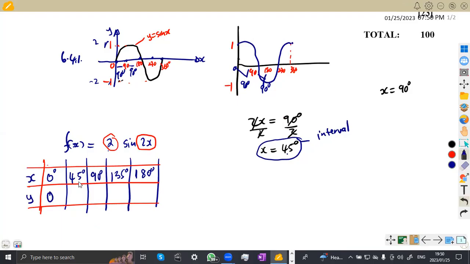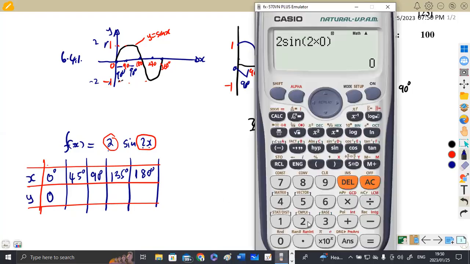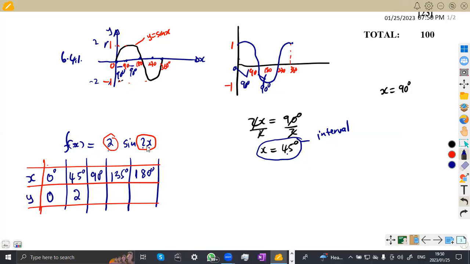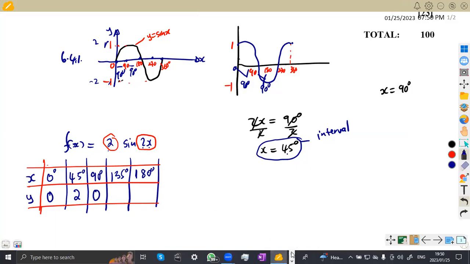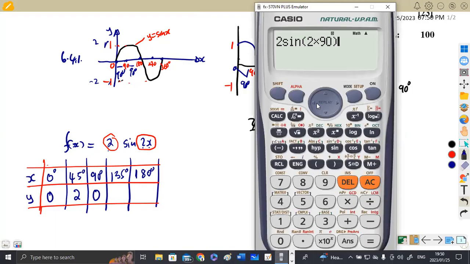We move on. When x is 45 degrees, it's going to be 2 times 45, which is 90, or you can just use your calculator. 2 times 45 in brackets, that is 2. So you're going to obtain 2. When x is 90 degrees, you do the same, guys. You just put 90, or you multiply directly, then you use the value as it is. That's a 0 there. We move on to 135. We do the same.